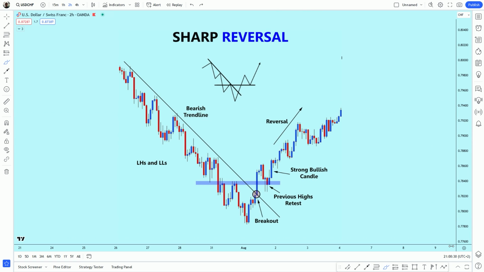So in order to, let's say, predict reversals, you need to analyze key levels, key zones and trend lines, and also spot the breakouts and retests. This is a perfect example of a reversal where price broke a trend line and then retested the previous high. Then bullish pressure occurred and price went up.